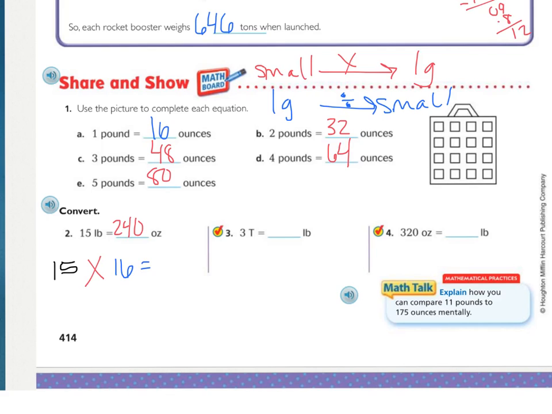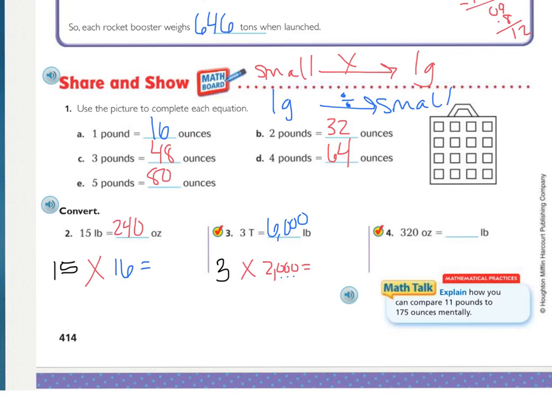Number 3. This is 3 tons equaling how many pounds? So we're starting with a larger amount, so we have 3 tons, and larger amount to smaller amount means we multiply. How many pounds are in 1 ton? 2,000. So we multiply that using my powers of 10 strategy. 3 times 2 equals 6. And then how many zeros do I need to add? 1, 2, 3. So 3 tons equals 6,000 pounds.